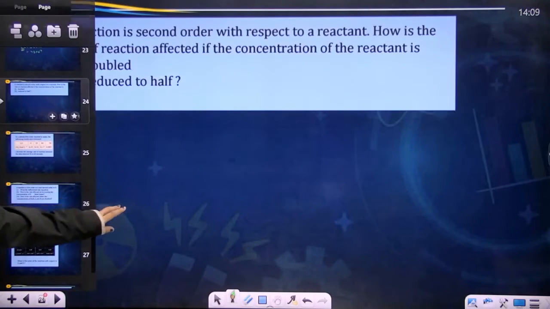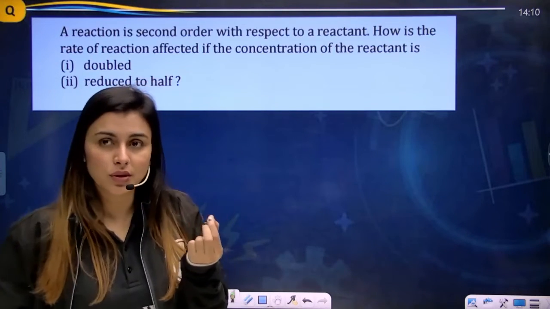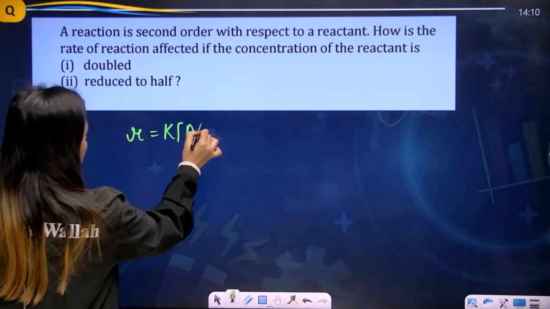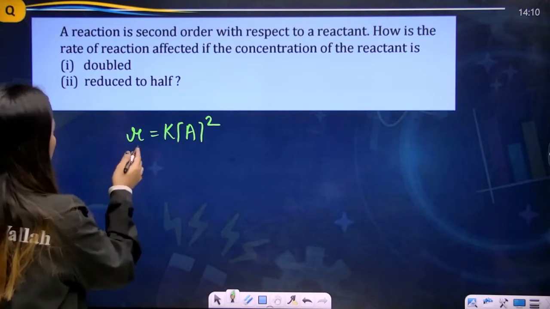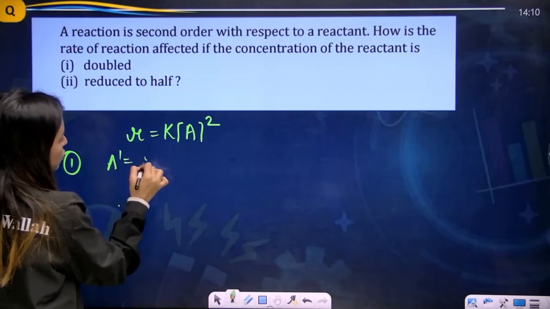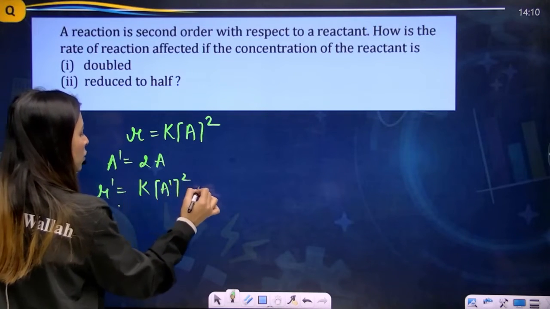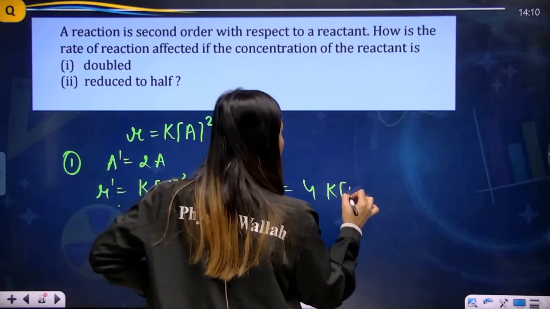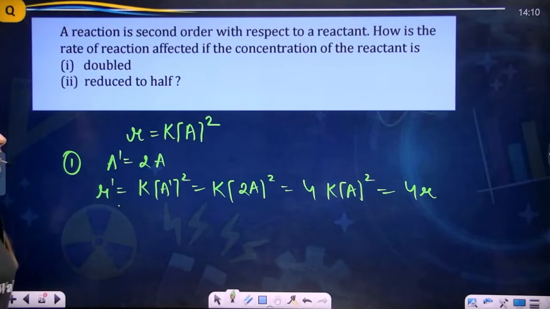Next question. A reaction is second order with respect to a reactant. So your reaction is, let us say, A going to products, and it is second order with respect to the reactant. How is the rate of the reaction affected if you double the concentration? In the first case, A dash concentration is 2 times A. So R dash would be equal to k into A dash whole square, which is k into 2A whole square, which is equal to 4k into A whole square, which is actually equal to 4R. So the rate becomes 4 times.